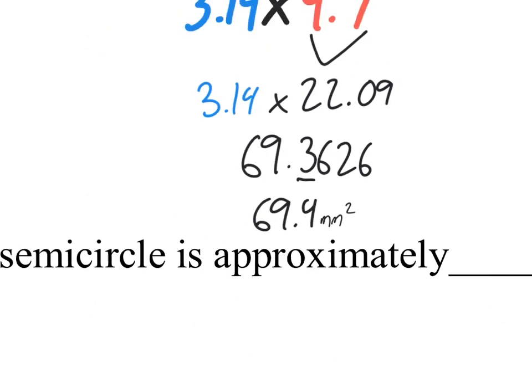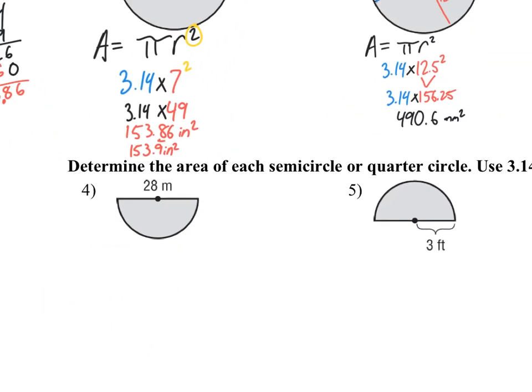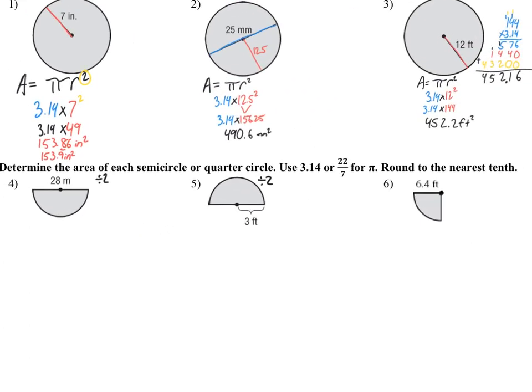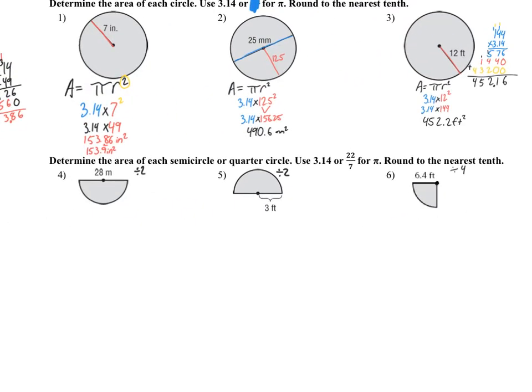Now I'm ready to go through and tackle these other problems down here on the bottom. For number 4, I'm going to take my final answer and divide it by 2. Number 5, final answer is going to be divided by 2 because it's a semicircle. On number 6, they only give me a quarter of a circle, so my final answer will have to be divided by 4. So final answer divided by 4.